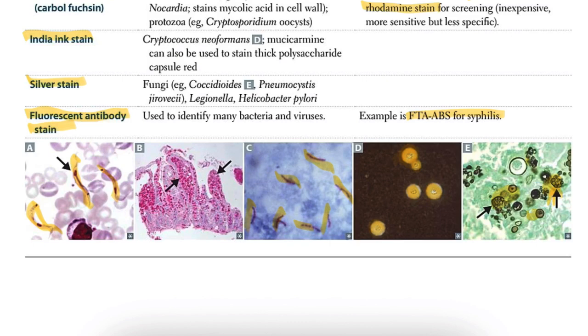Then silver stain: if gram stain fails, then we have to do silver stain. In silver stain we can find organisms like Pneumocystis. Next one, fluorescent antibody for finding syphilis. Okay. So these are the things. So here, if you remember why a stain works, you will never forget what organism it detects. Okay, so that's why this staining process is very important.